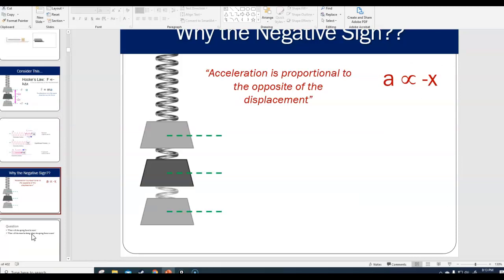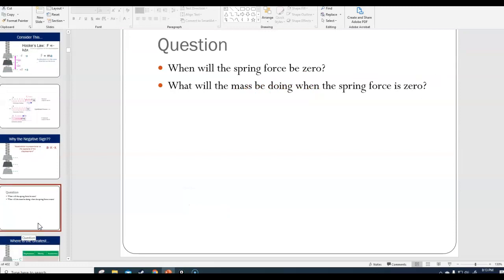Okay, so now let's ask ourselves a little bit more about this motion. Based off of what I've told you about Hooke's law and the spring force, in what situation is the spring force going to be 0? Okay, so the spring force given by Hooke's law is 0 when the displacement is 0. In other words, when the object is passing through equilibrium, because x is the displacement from equilibrium, the spring force is going to be 0.